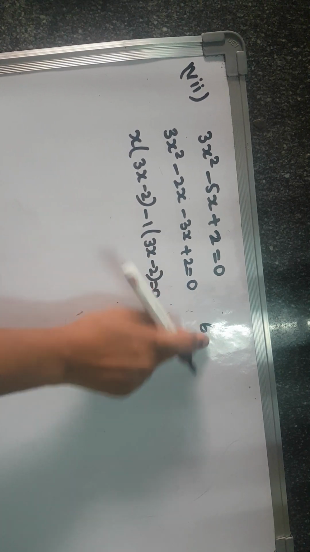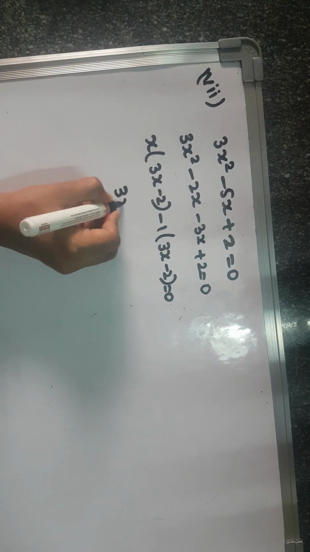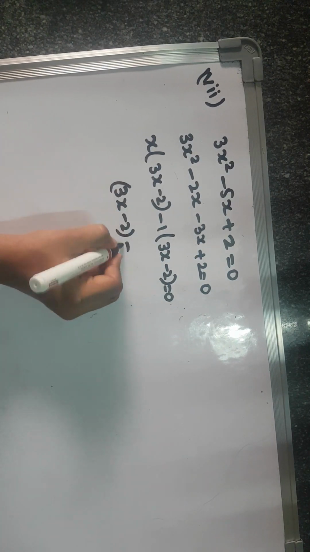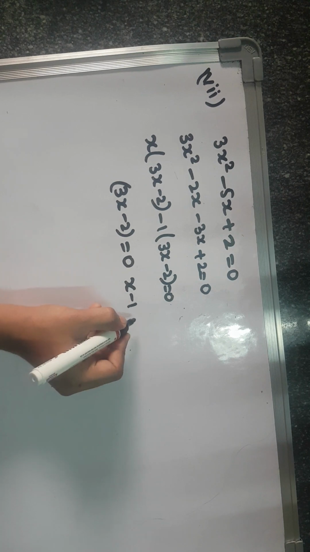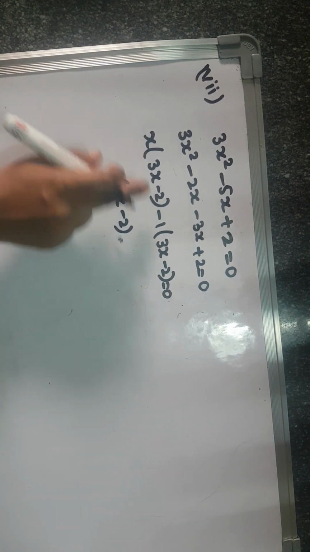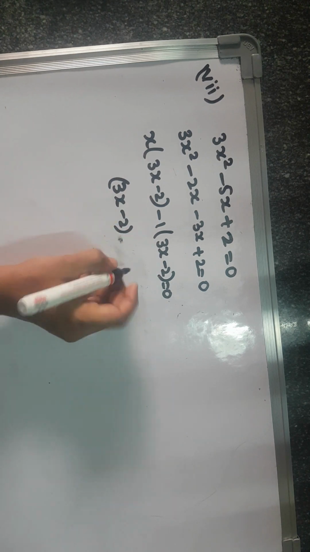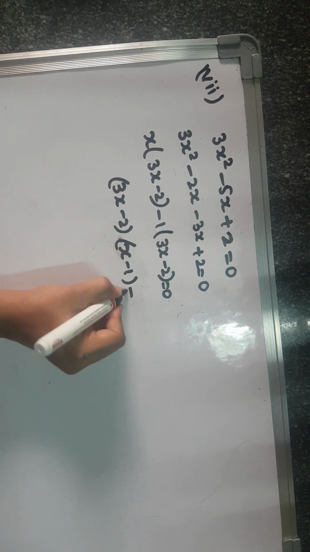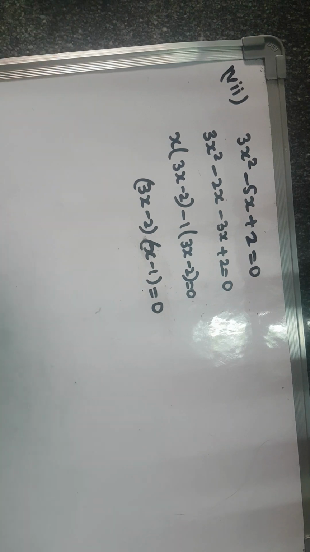Okay, now 3x minus 2 equals 0. X minus 1, sorry, 3x I am taking common here. This value becomes x minus 1 equals 0, and this becomes the linear equation.